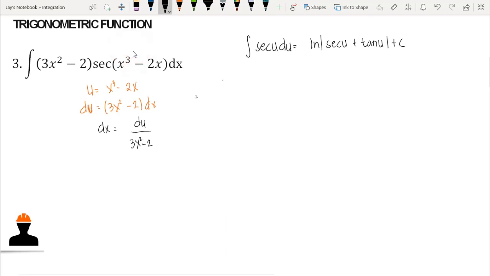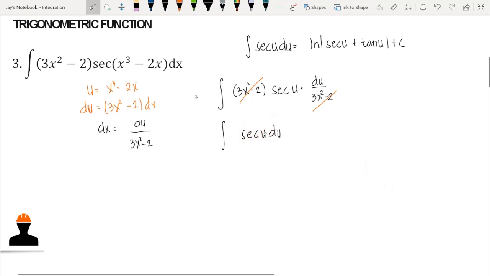So we have the integration of, let's copy 3x squared minus 2, then that is secant, since x cubed minus 2x here, that is our u, times our dx, that is du over 3x squared minus 2. We have du over 3x squared minus 2, so we can actually cancel this out here. Then we have the integration of secant u du, in which we know that it is from this rule here, that is the natural logarithm of secant u plus tangent u plus c.